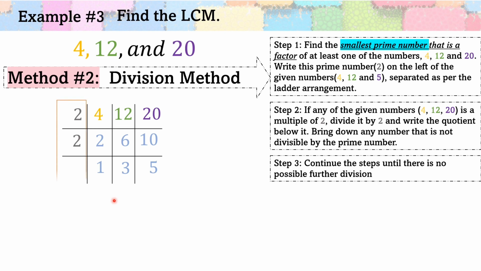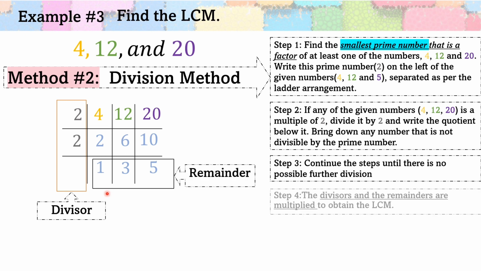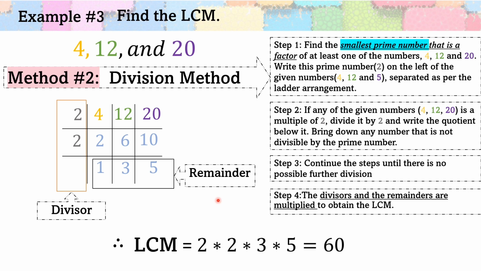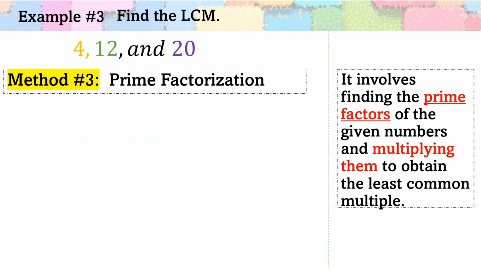So therefore, of course, the numbers on the left are the divisors, and the remainders are the numbers on the last row. So for step number 4, we're going to multiply the divisors and the remainders to get the LCM, and that is 2 times 2 times 3 times 5. Again, do not include 1 anymore. And that is 60. Last method, prime factorization.